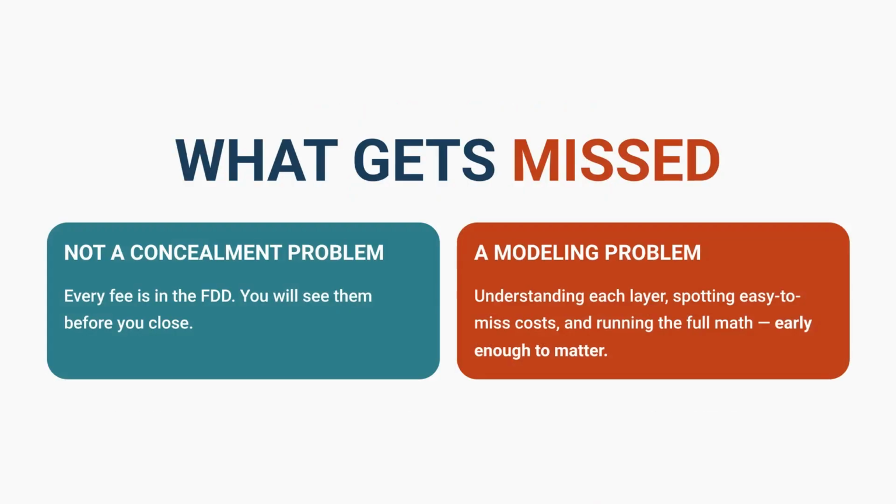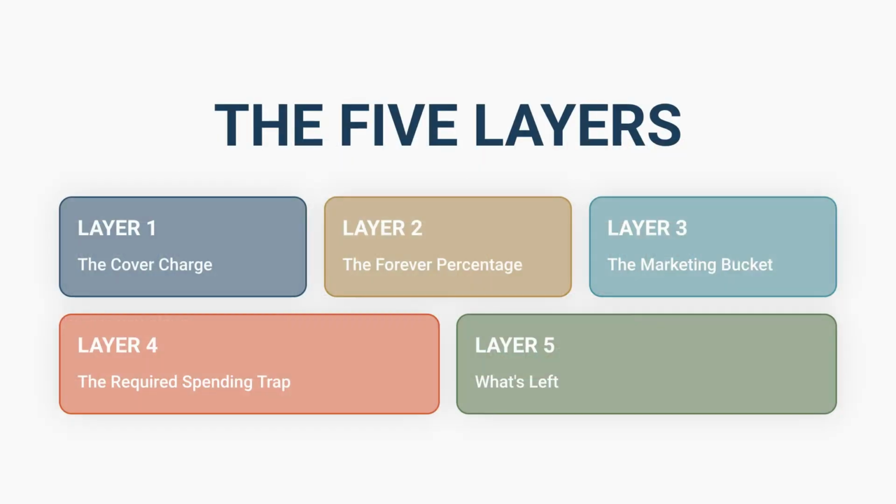Not because franchisors are concealing anything, the fees are in the FDD and you will see them before you close. But modeling the full fee stack correctly, understanding how each layer is calculated, spotting costs that are easy to underestimate until you are actually operating, and running the math on what all of it means for your net profit. That is the work most people do not do rigorously enough, early enough in the process. The franchise fee stack is a framework for doing that work.